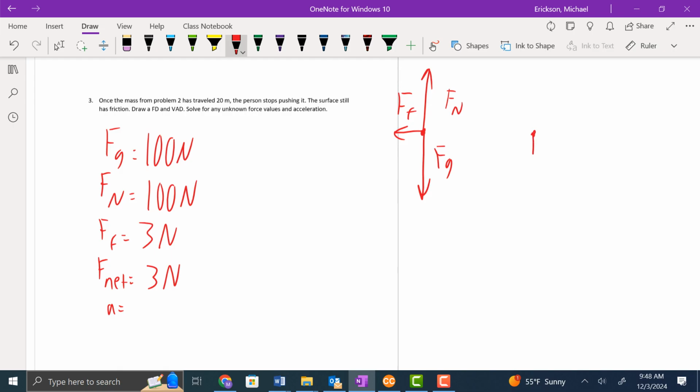If I do my vector addition diagram, I see, hey, wait a minute. My gap that I have still, this time, it is whatever my friction is. So it's going this way, so it's got to be 3 newtons.